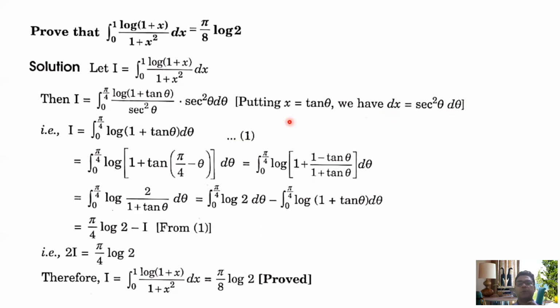So when you replace x by θ: when x is 0, θ is 0, but when x is 1, θ is π/4, because tan is associated with that. So ultimately, dx should be replaced by sec² θ dθ. So I equals the integral from 0 to π/4 of log(1 + tan θ)/sec² θ into sec² θ dθ. So ultimately you have the integral from 0 to π/4 of log(1 + tan θ) dθ.